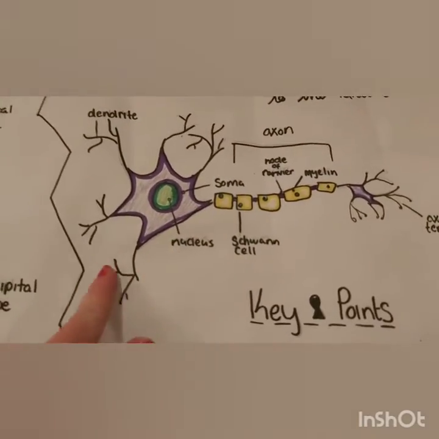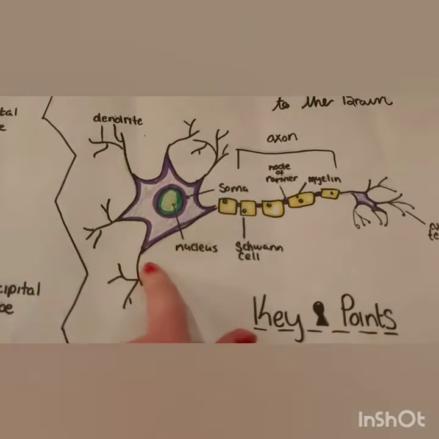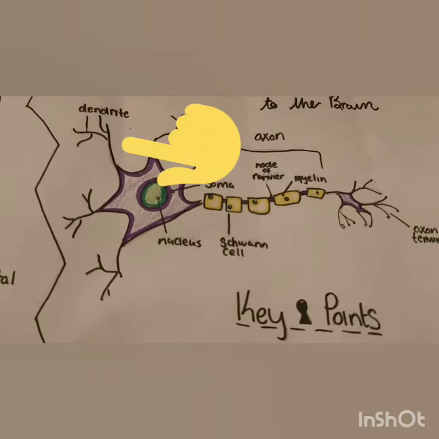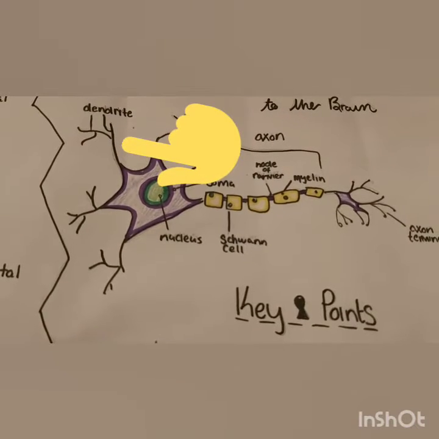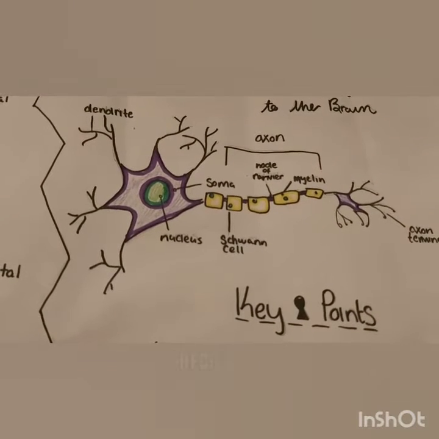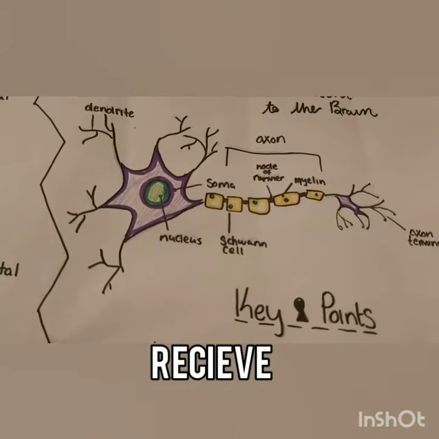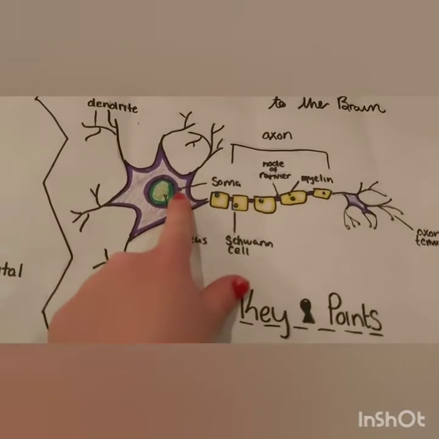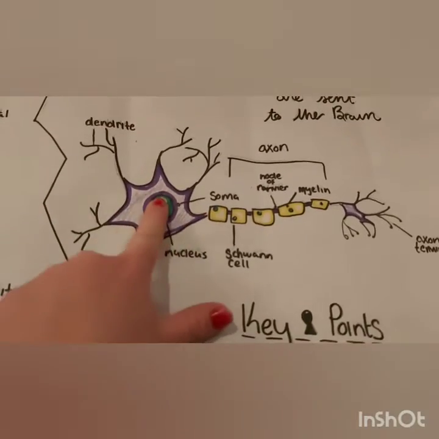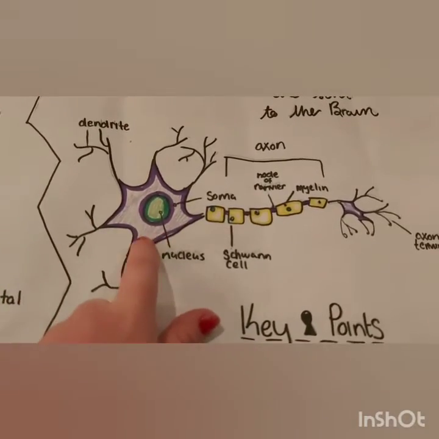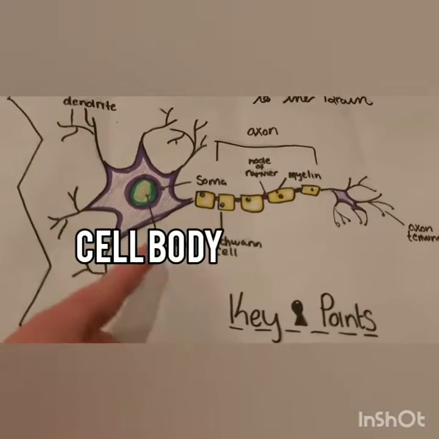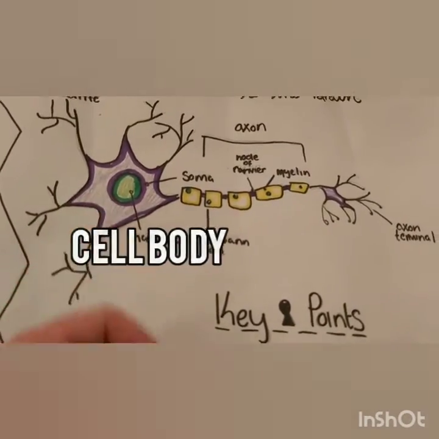Let's start off with this right here at the outside. It looks like branches, doesn't it? Those are called dendrites. And the point of dendrites is to receive and process the incoming information. This will take place in the dendrites and into this purple part right here. This purple part is called the soma, or the cell's body. In the middle is the nucleus.